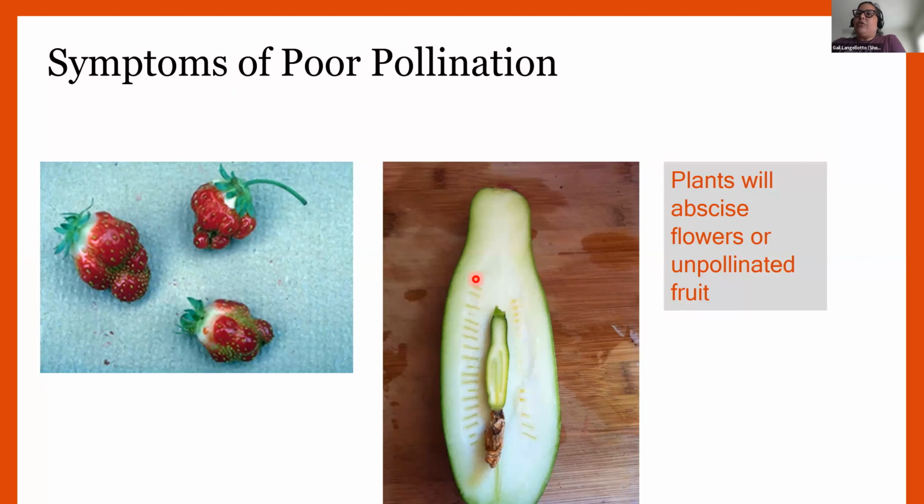For squash, right here I have a cross section of a zucchini that has been well pollinated. We can see seed production and we can see the expansion of flesh around those seeds. And on top of it, we have a zucchini fruit that has not been pollinated at all. We don't see seeds and we don't get the concomitant expansion of fleshy fruit around those non-existent seeds.